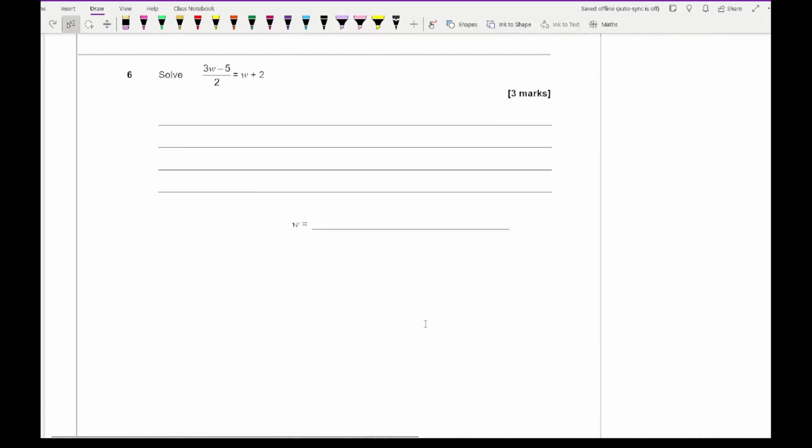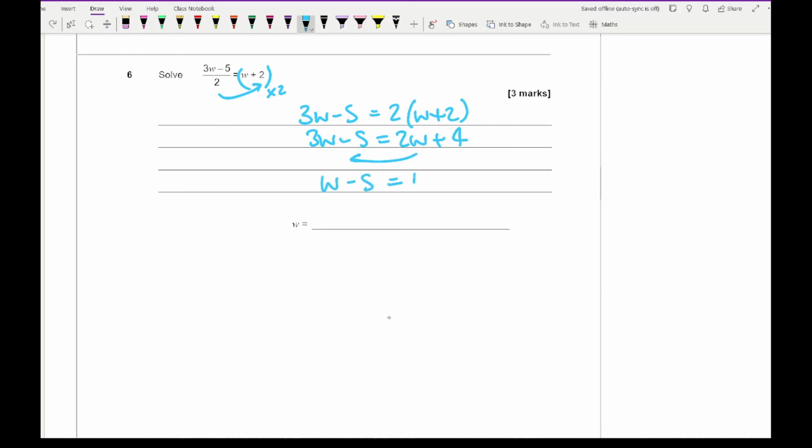Then moving on to our last question, question 6, all we've got to do is solve this. So first thing I'm going to do is take the 2 over to the other side. Now the key thing to remember is that everything has been multiplied by 2, so I've got 3w minus 5 equals 2 lots of w plus 2, so 3w minus 5 equals 2w plus 4. Take the w's over to one side, so I end up with w minus 5 equals 4. Take the 5 over by adding 5, and we get an answer of 9.